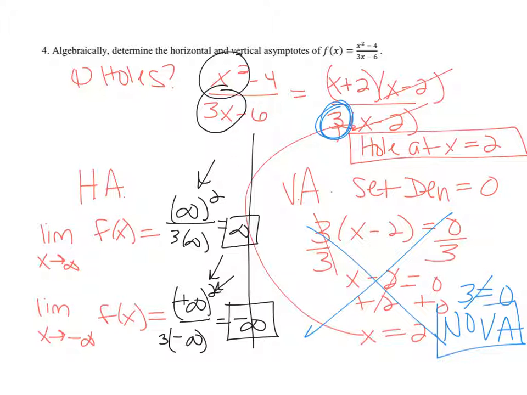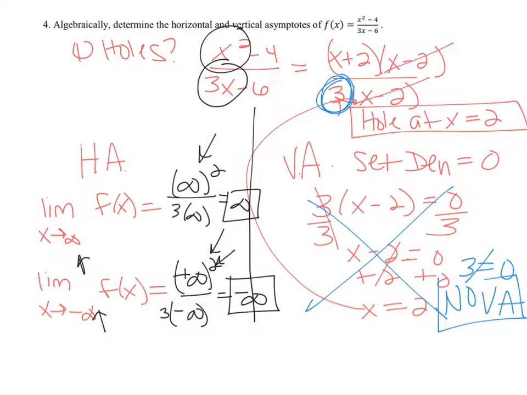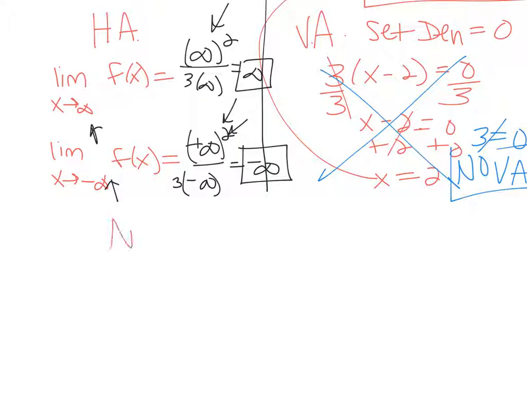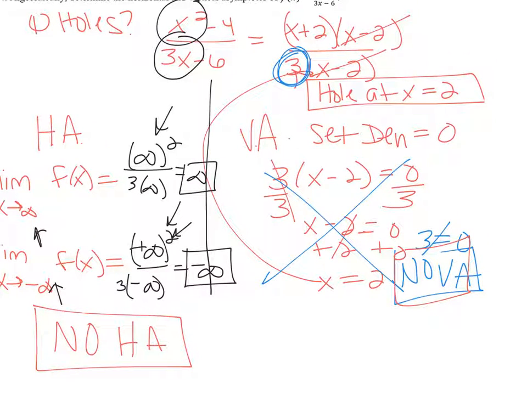Because I go from infinity to negative infinity as x goes to infinity and as x goes to negative infinity, this is the scenario when you have no horizontal asymptotes. So what I know about this graph is that I have no horizontal asymptote, no vertical asymptote, but I do have a hole at x equals 2.